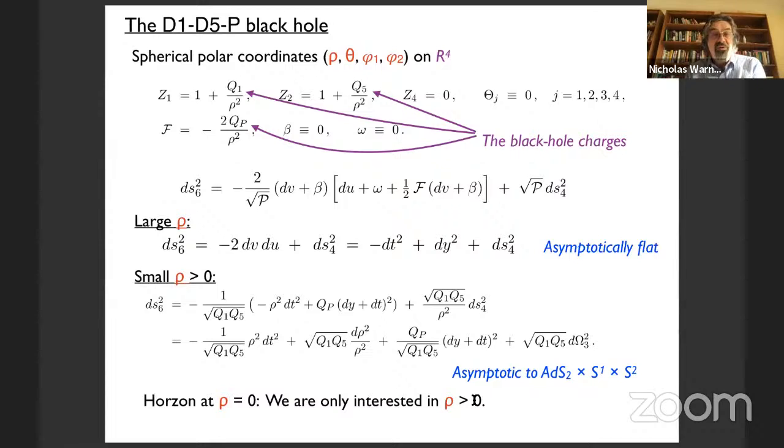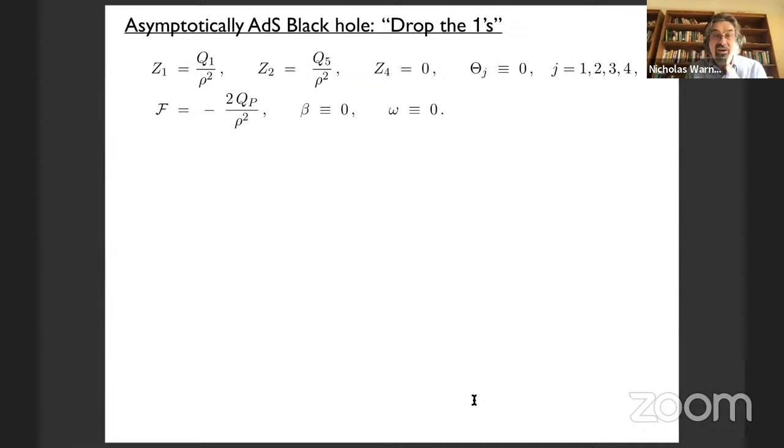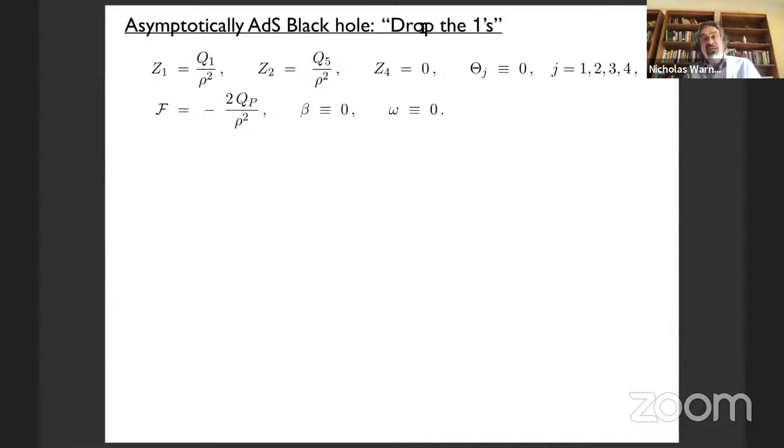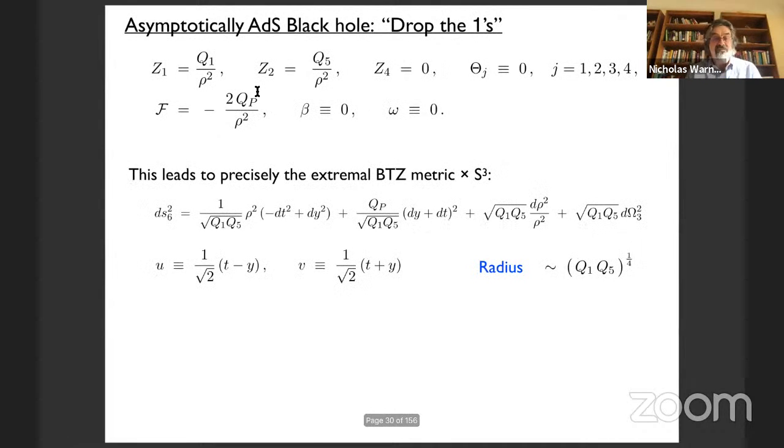Now, if you want to do something a bit more exotic, you have to start looking at so-called two-centered solutions. Oh, sorry, I forgot I was going here first. So here, I was talking about asymptotically flat black holes. If you want to go asymptotically AdS, you basically go to the previous solution and you drop the ones. So now I've just got Q over rho squared. And if you shove this into the metric, then it gives you on the money the BTZ metric. Basically, you have a BTZ cross S3. The sphere's radius is set by Q1, Q5.